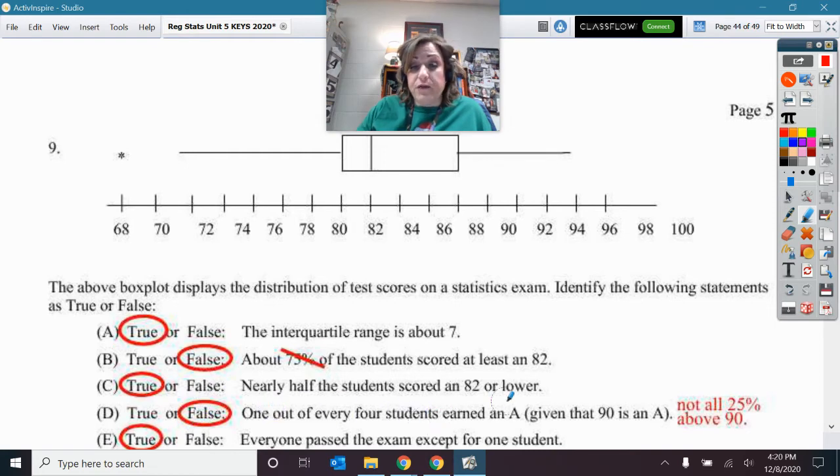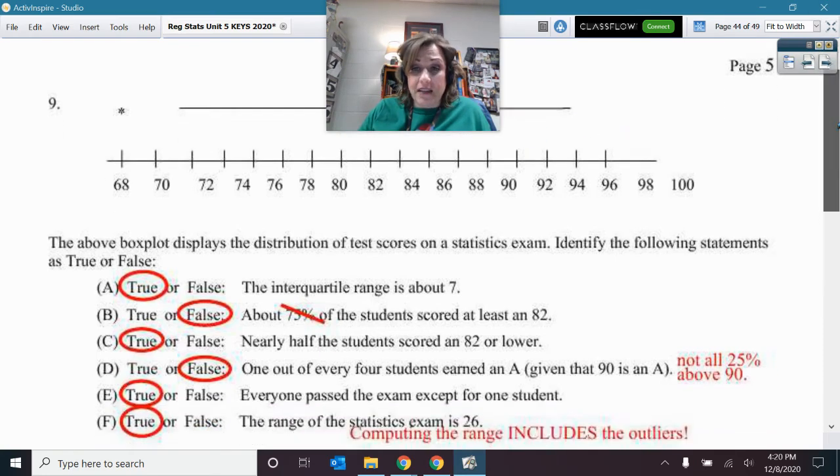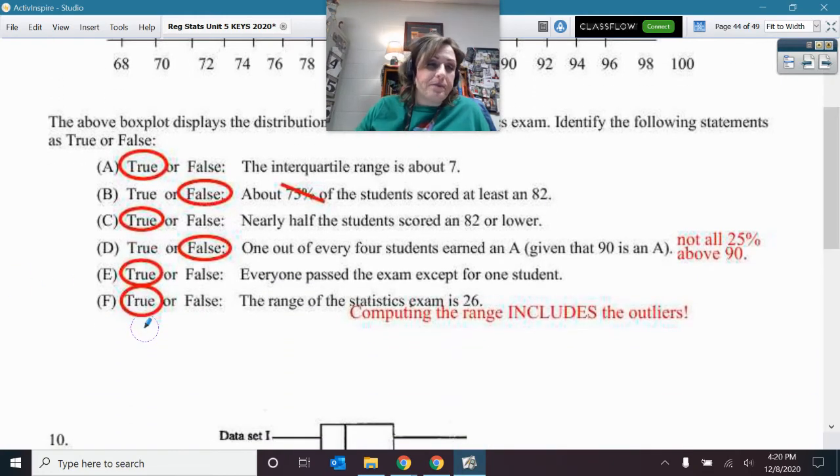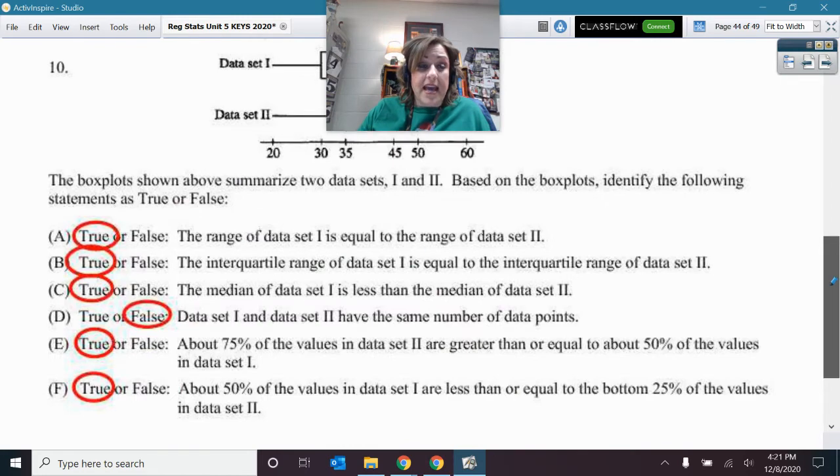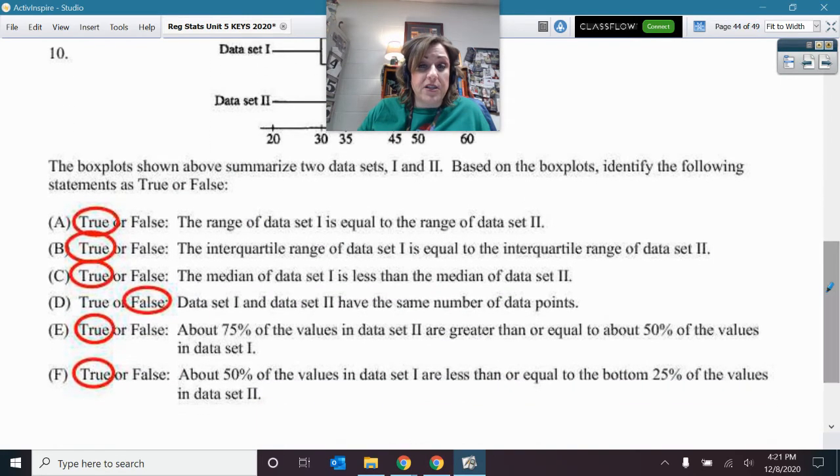D, 1 out of every 4 got an A. So I'm going to say no, because the top quartile, 1 out of 4, got 87 or higher, but not 90 or higher. So if that's an A. Okay. And F, the range is 26. Yes, that range includes from 94 all the way down to 68. It includes the outliers.